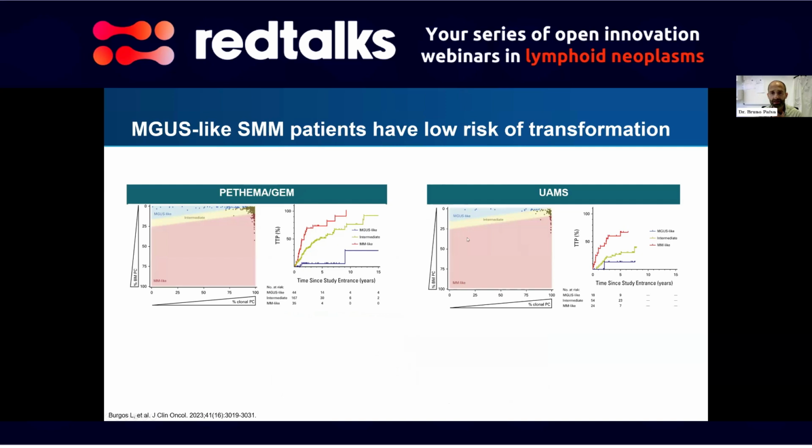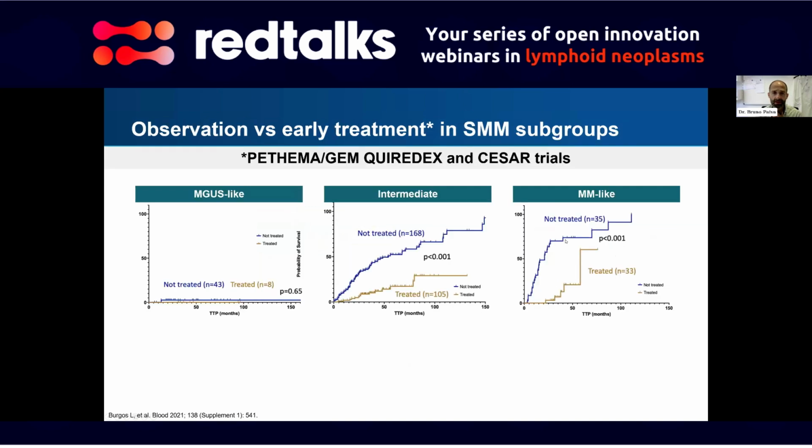And as you can see, there is reproducibility between the Spanish cohort and a cohort of patients studied at the University of Arkansas in the United States. And this is a sub-analysis. In fact, this was not published. This was presented at ASH, but it was not in the publication, if I remember well.